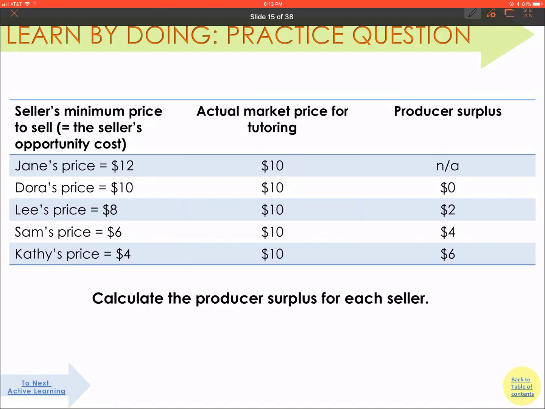We've got people whose cost or reservation price, the price below which they will not part with the good, but above which they will find it in their self-interest to sell the good. For Lee, Sam, and Kathy, their reservation price is below the market price. So it's worth $8 to them, and they're going to sell it to somebody who will give them $10. So Lee collects $2 of producer surplus. Sam collects $4. Kathy collects $6. And of course, you can add them all up for total producer surplus.